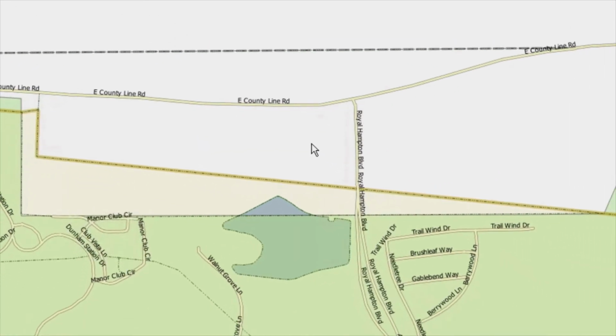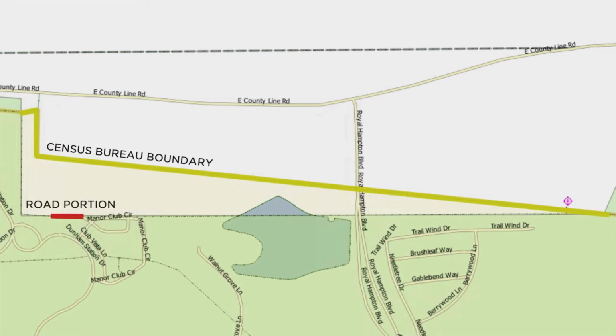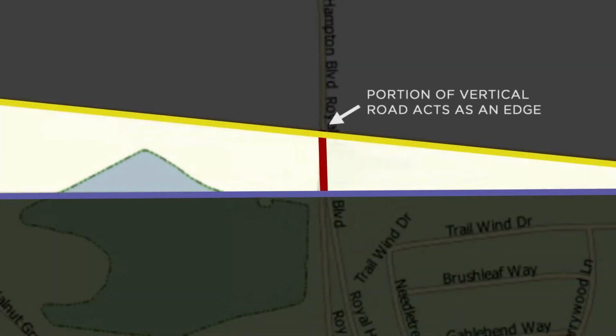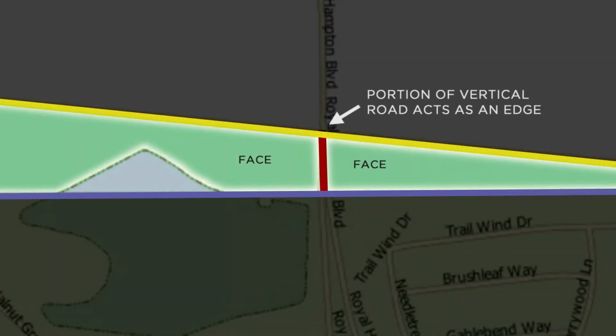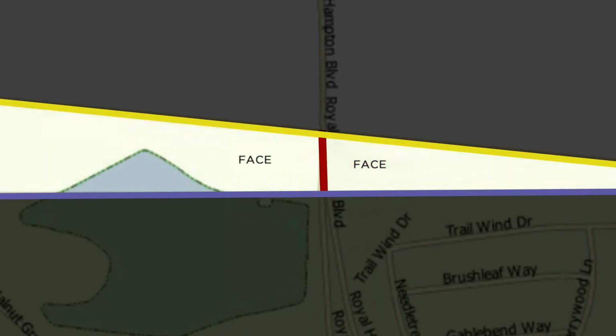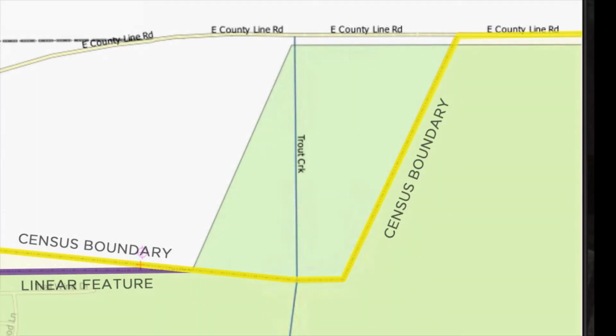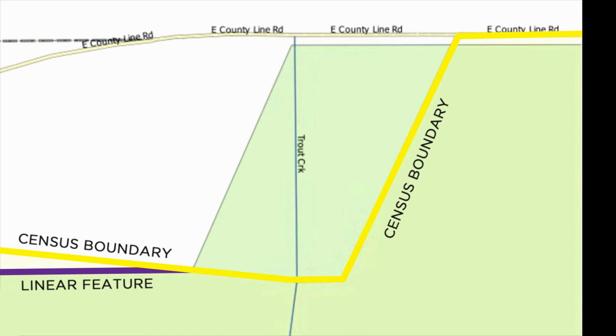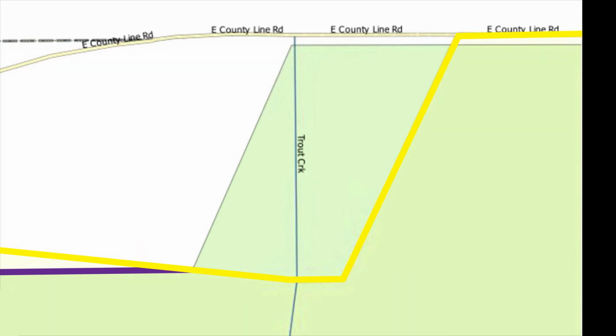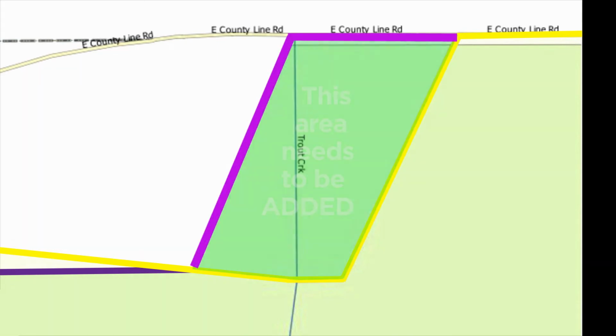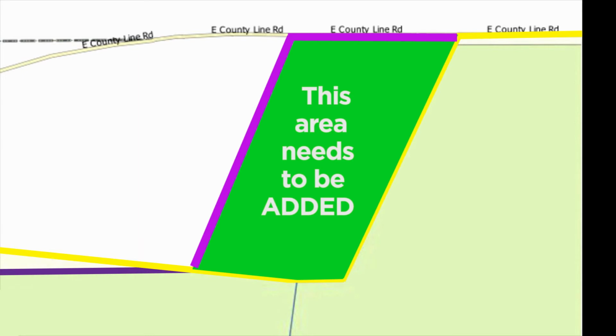New faces have been created, bordered in part by the Census Bureau boundary, the existing road portion, and the new linear features. In addition, a portion of a vertical road inside this area also serves as an edge to the new faces. Part of the body of water, bisected by a new linear feature, is another face. The next area, which needs a boundary correction, reflects where the Census Bureau boundary indicates there is less area than indicated on the user-provided map layer. This area will need to be added to the Census Bureau's records.